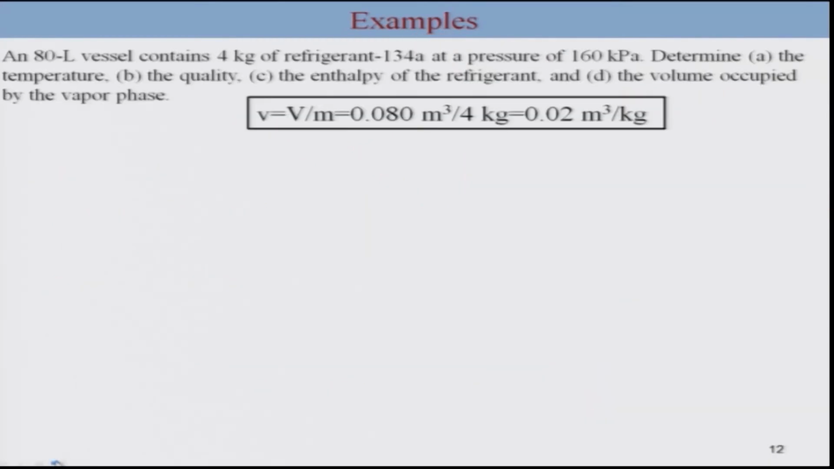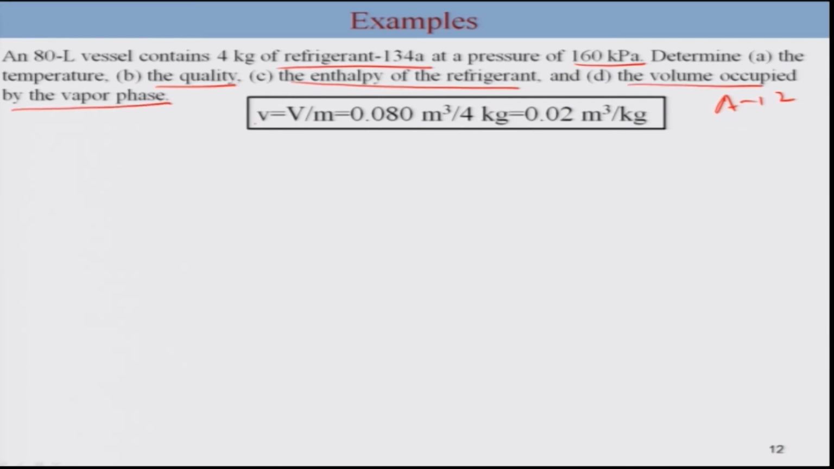So let's take another example. This is a completely different fluid. It's a refrigerant, and the refrigerant tables are given in A12. So what you have is an 80 liter vessel which contains 4 kg of refrigerant at a pressure of 160 kilopascal. Determine the temperature, the quality, the enthalpy of the refrigerant, and the volume occupied by the vapor phase.